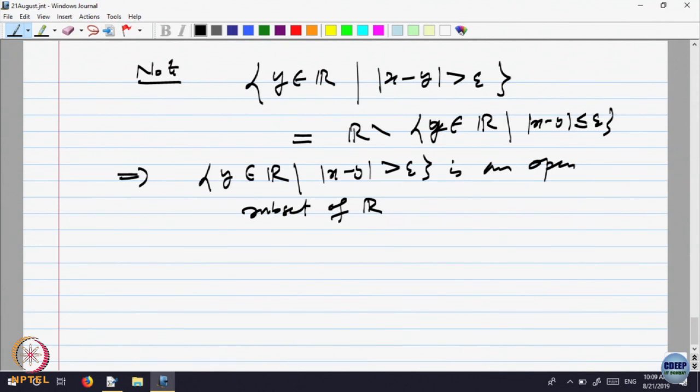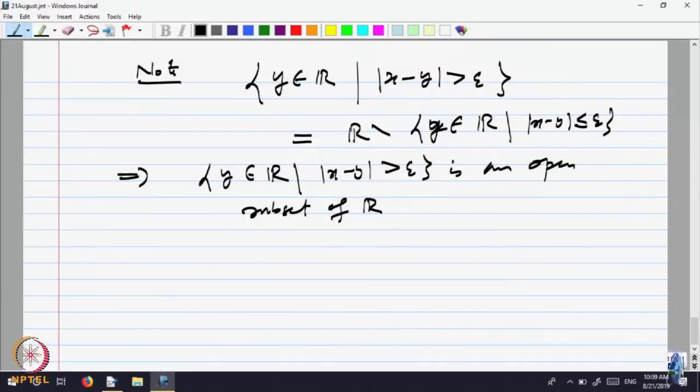And now, I want to manufacture a covering. So, how do I go to a covering? This is happening for every epsilon, right? So, how do I go to a covering kind of thing? That is the question. For every epsilon, I want a family. And how can I generate a family by varying epsilon?